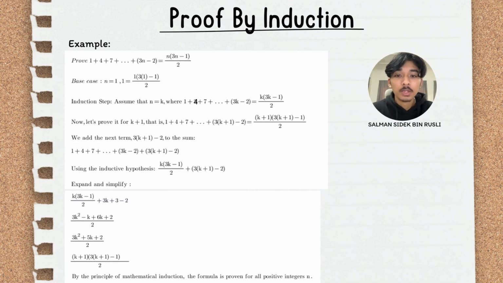Alright, let's continue with the next example. For my question, we have to prove that 1 plus 4 plus 7 plus up to (3n minus 2) equals n times (3n minus 1) divided by 2.